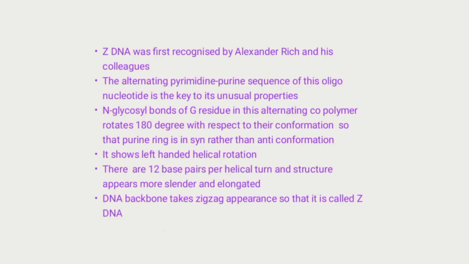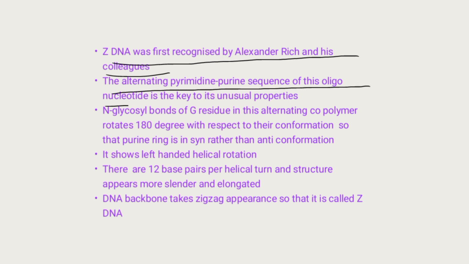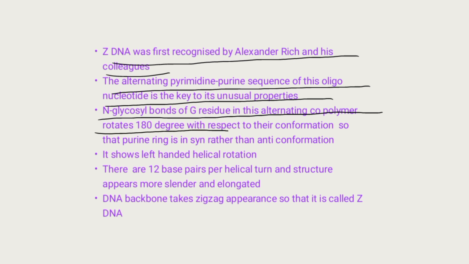Next is Z-DNA. It was first recognized by Alexander Rich and his colleagues. The alternating pyrimidine-purine sequence of this oligonucleotide is the key to its unusual properties. N-glycosyl bonds of guanosine residue in this alternating copolymer rotate 180 degrees with respect to their conformation, so that purine ring is in syn rather than anti-conformation.